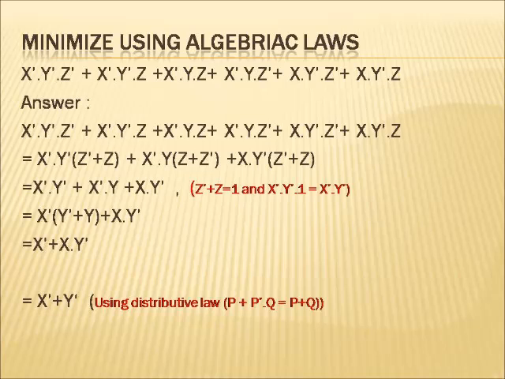We know that the sum of a Boolean expression and its complement is equal to 1. We have learned this by the complementary law, that is, x plus x bar is equal to 1. So z bar plus z is equal to 1. So we can write it as x bar dot y bar plus x bar dot y plus x dot y bar.